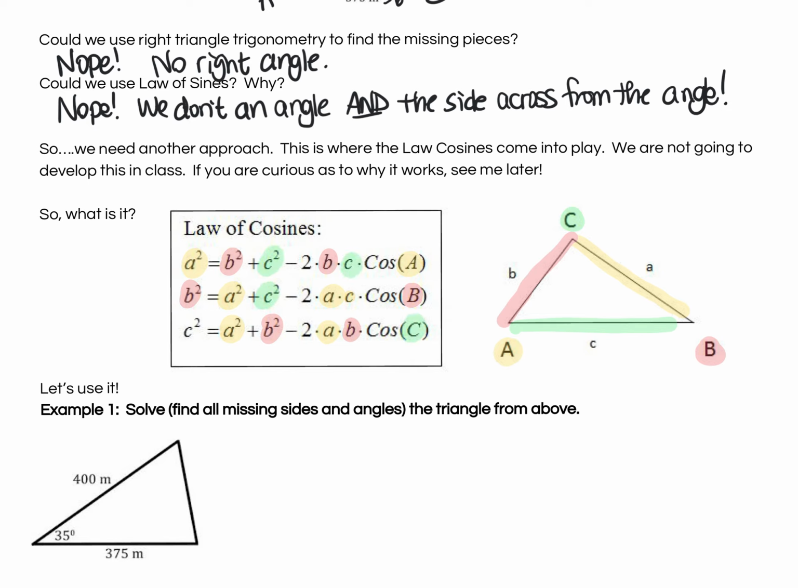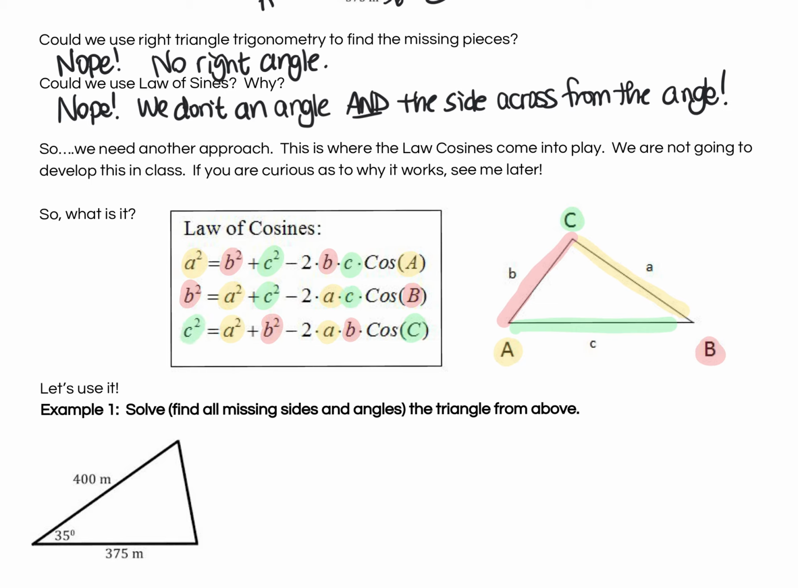And here's the biggest thing that we should notice. Whatever the side is that's by itself, that's the angle that we're seeing on the other side of the equation. So little a and big A are used in the same equation. If little a is on the left side of the equation, big A, the angle, will be within the cosine. Same thing here, little b and big B, little c and big C.